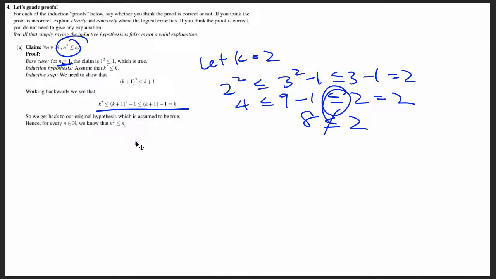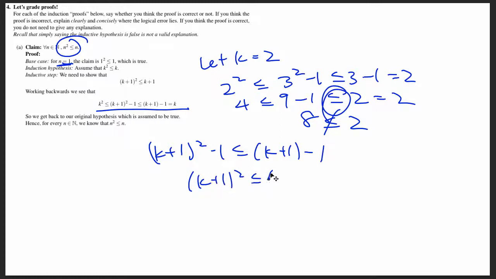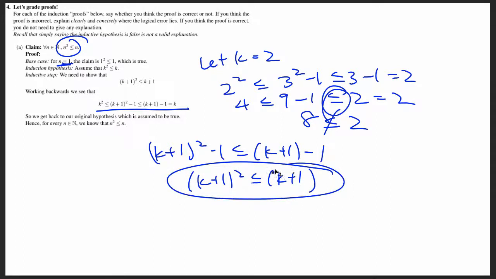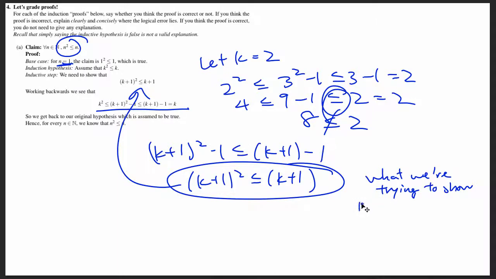What happened? Well, we can see here that isolating this inequality, adding 1 on both sides, we see that this inequality is what we're trying to show in the first place. So this proof is wrong because we use something that just isn't true because we were trying to prove it.